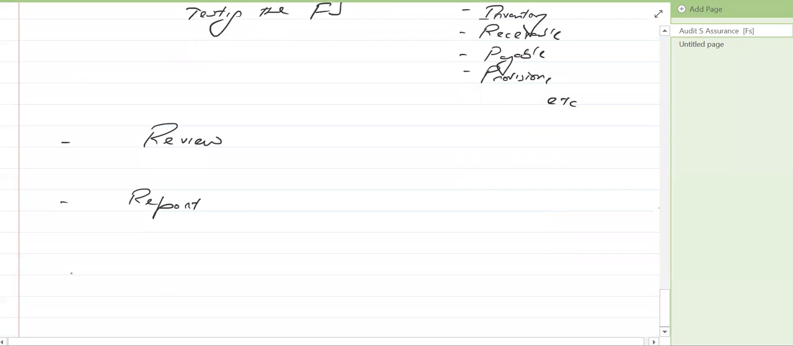And then there will be some other topics, such as CATs, computer assisted audit techniques. Nowadays we perform the audit by using audit software. So we'll be discussing those audit software over here.